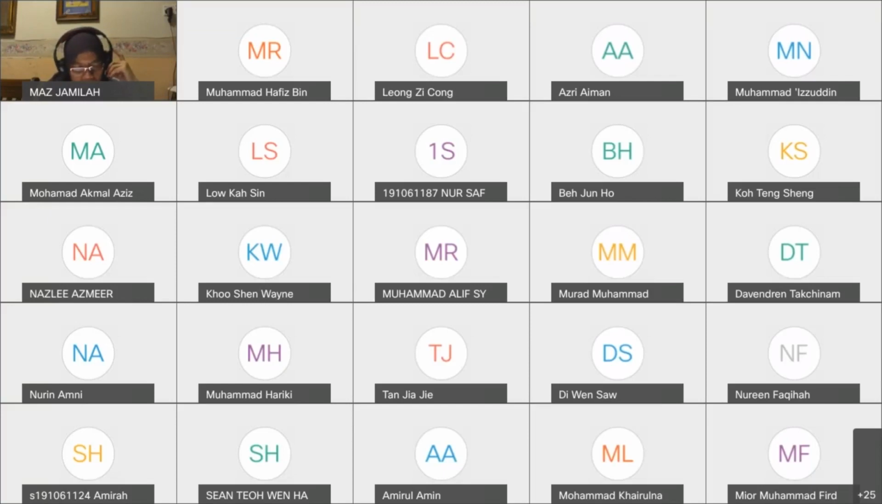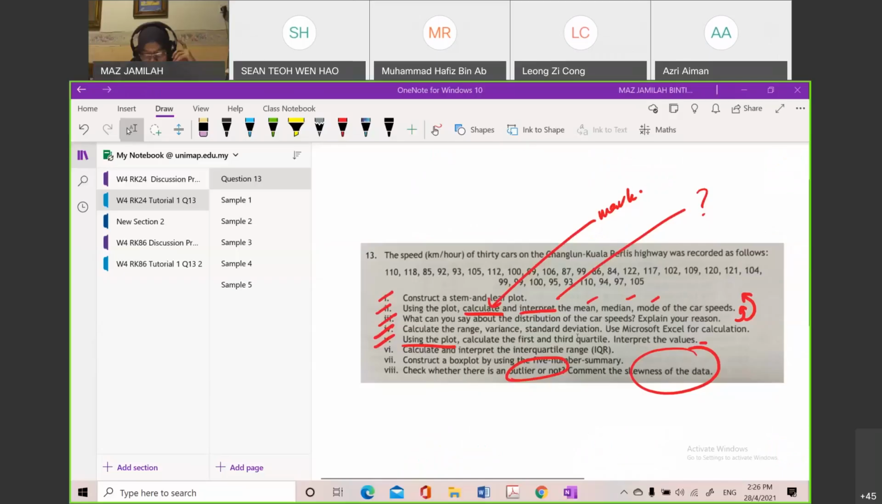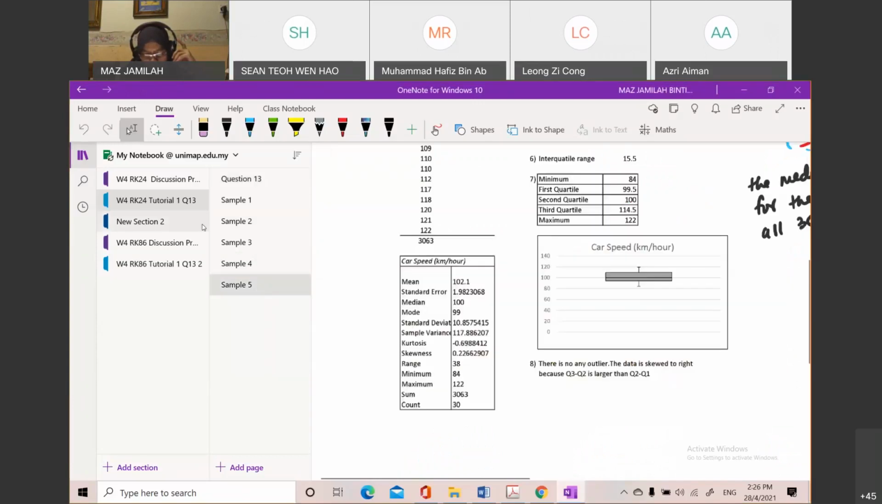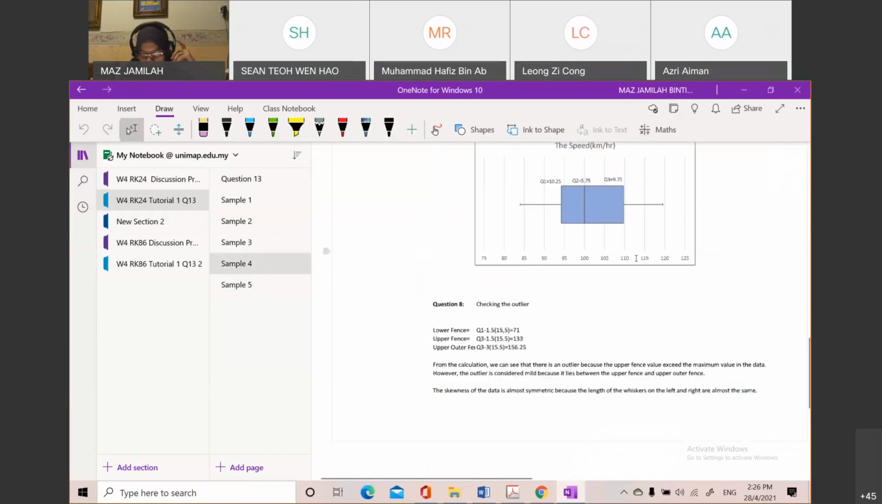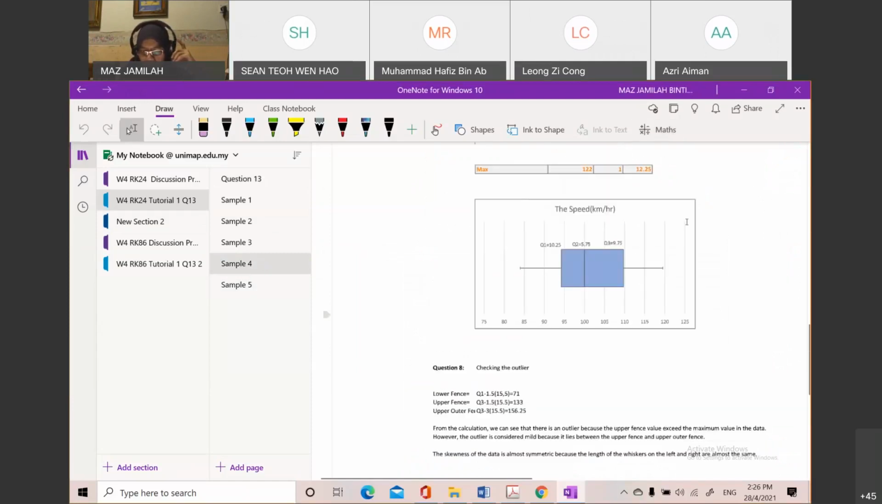Doctor, may I ask a question? Yes. For outliers, is it better to check the line or the box first? You mean, let me find the box, a nice box like this one. Do you mean look at this line or the box first? No, the line will be the minimum value and the maximum value.